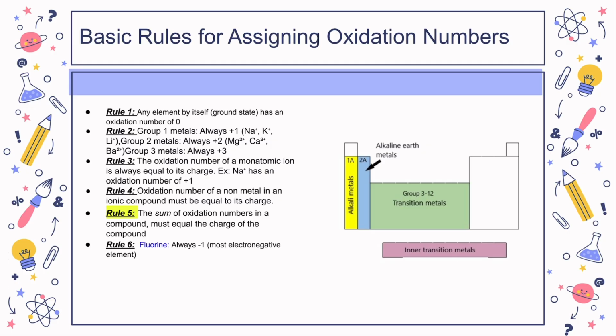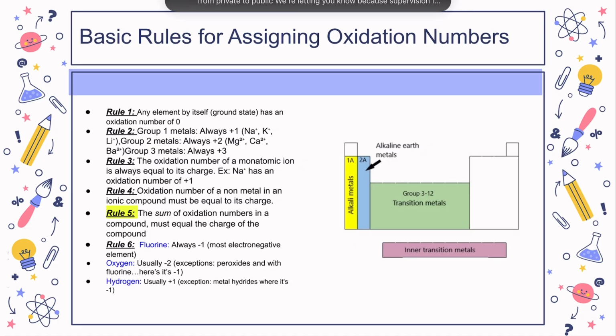And then Rule 6 breaks down into 3 categories. Fluorine is always -1. It's the most electronegative element, so it's always going to be -1. Oxygen is usually going to be -2, except if it's bonded as a peroxide, like hydrogen peroxide, or if it's with fluorine, then in both of those cases, it's going to be -1. And then hydrogen is usually going to be +1. The exception is if it is a hydride in an ionic compound, so if it's bonded with a metal, for example, CaH2, then it's going to be -1.